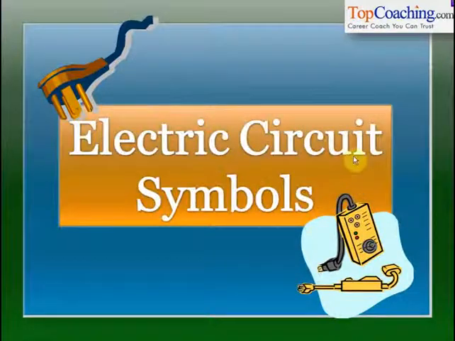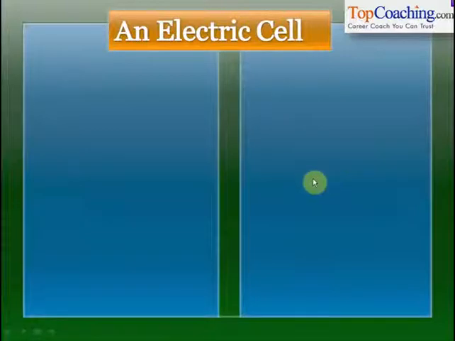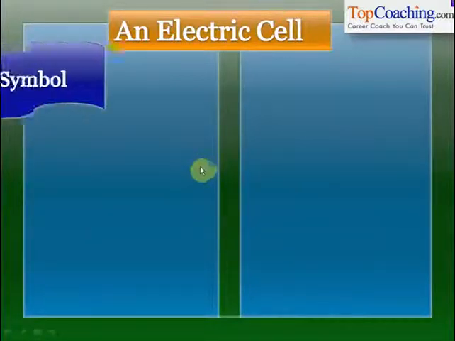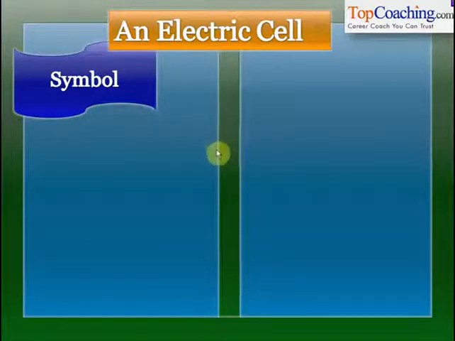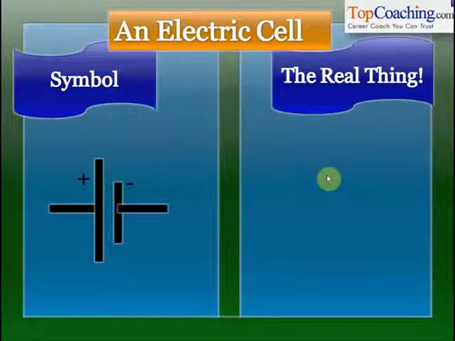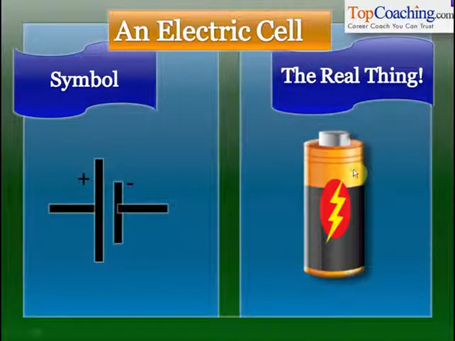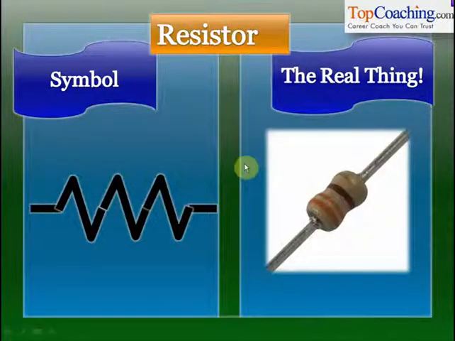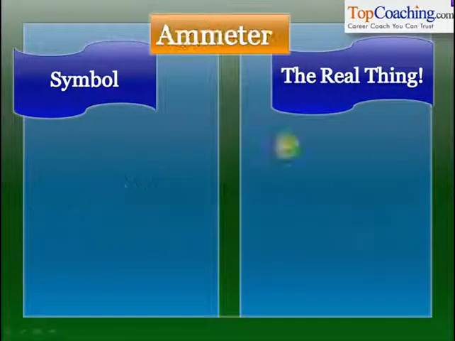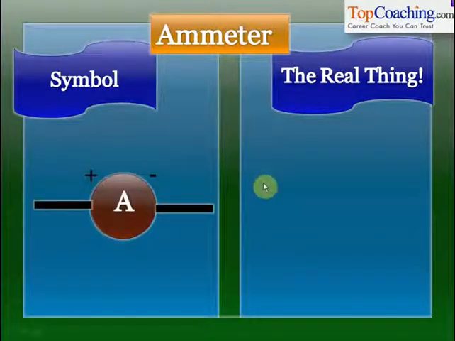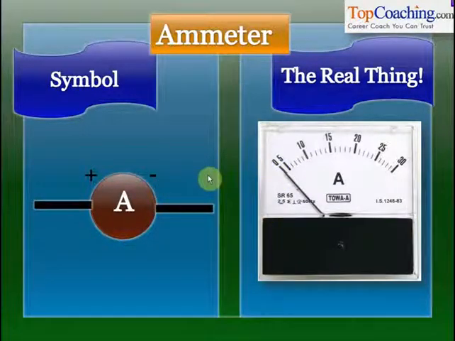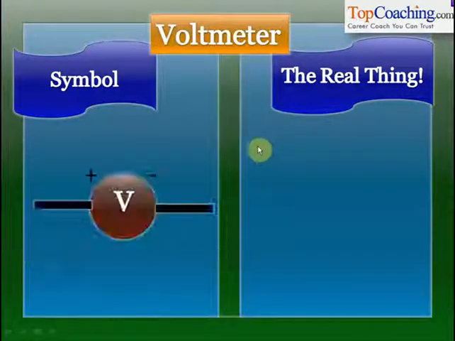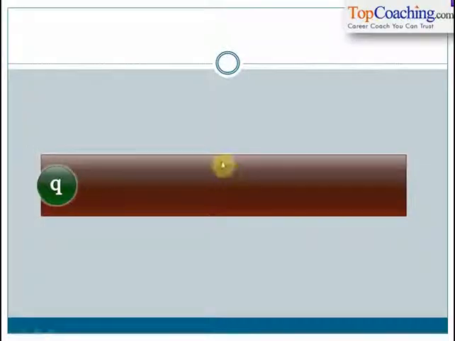Then we learnt about different electric symbols, used to represent different components in electric circuits. Some of the most important symbols we learnt were the symbols for an electric cell and for an electric resistance. This is the symbol for an electric resistor. In the same chapter, we also learnt about the symbols for an ammeter and a voltmeter. This is the symbol of an ammeter. This is the symbol of a voltmeter.